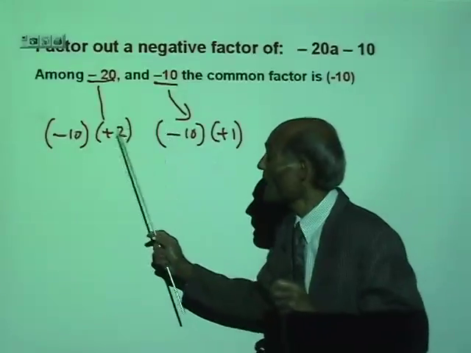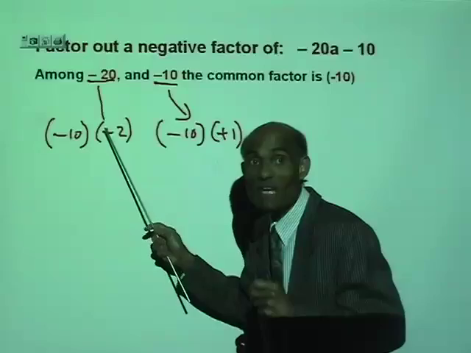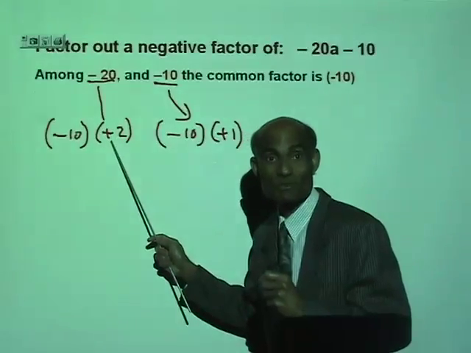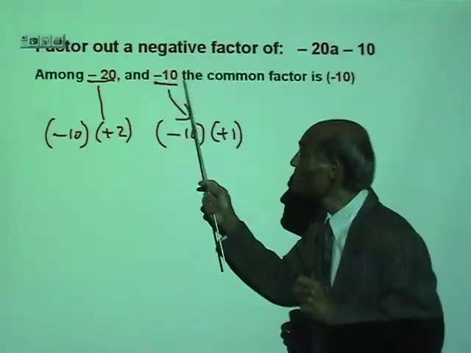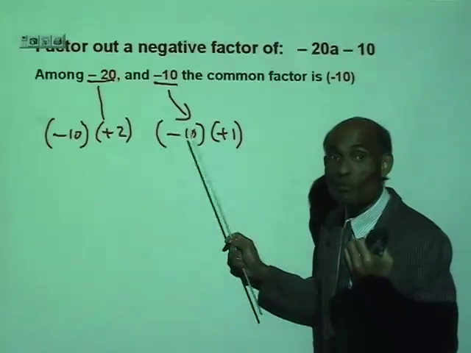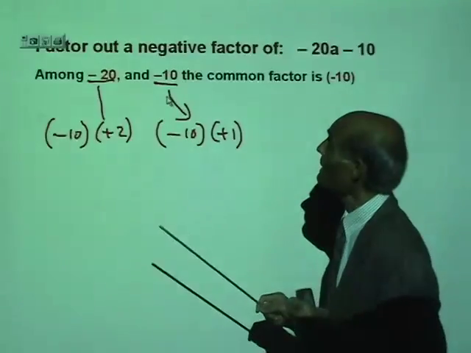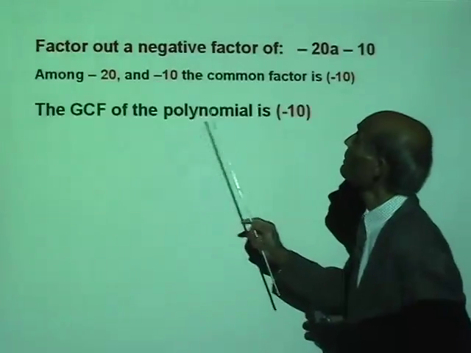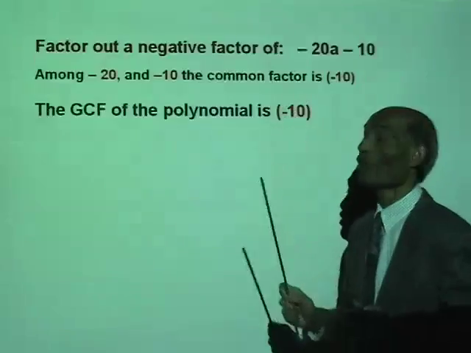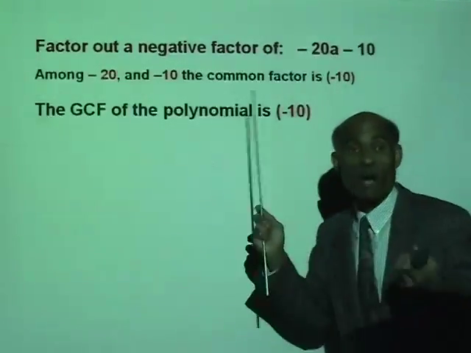And watch again. After negative 10 is factored, the remaining factor is positive 2. And in negative 10, when negative 10 is factored, the remaining factor is a positive 1. Alright, so the GCF therefore is negative 10, because a is not a common factor.